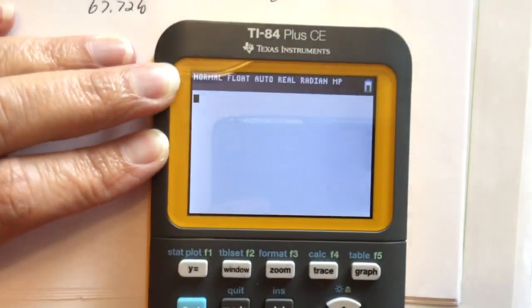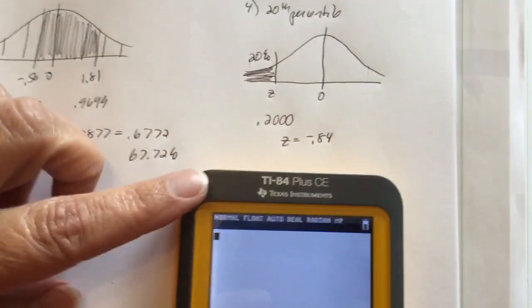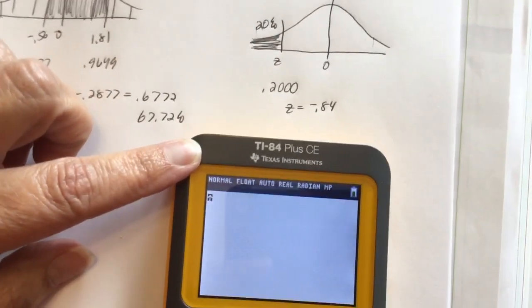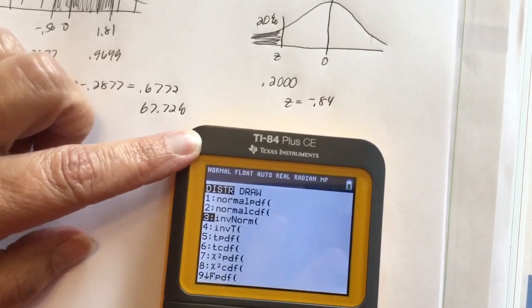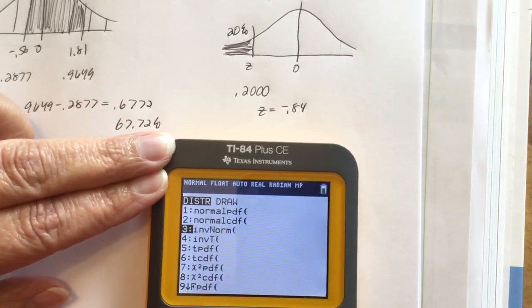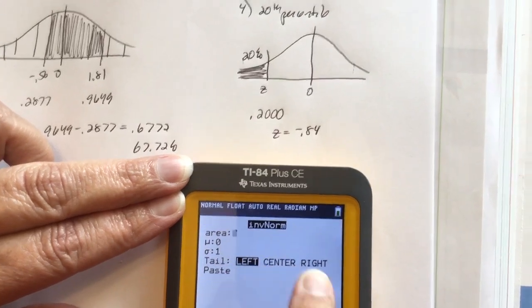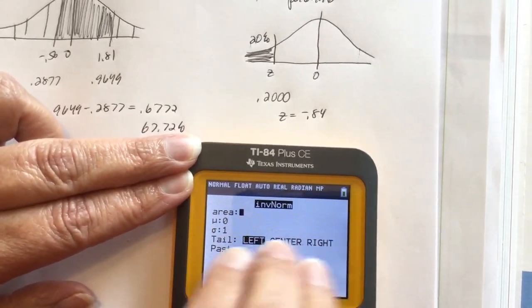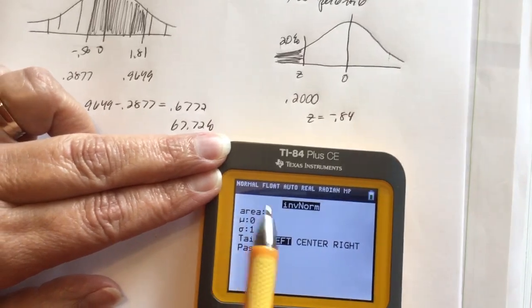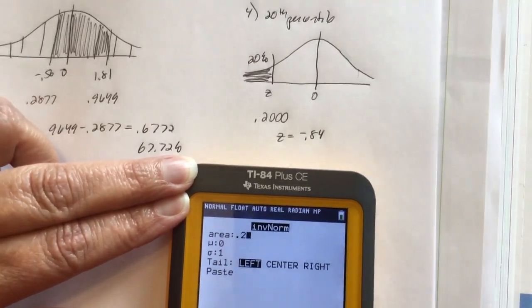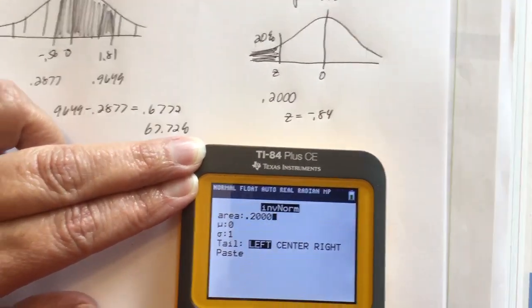Let's do this on the calculator. This is not normal CDF. If you go into second VARS and go down to inverse norm, it'll show you your z-score. In your calculators, you won't see left, center, and right. I'll just keep it as left. Yours is always left. So what area to the left are we looking at? 20%. You can just put 0.2.